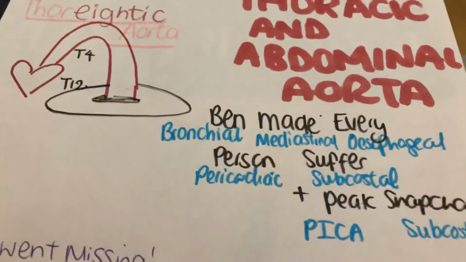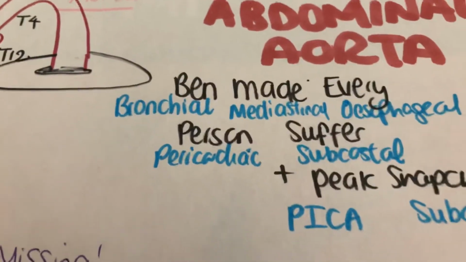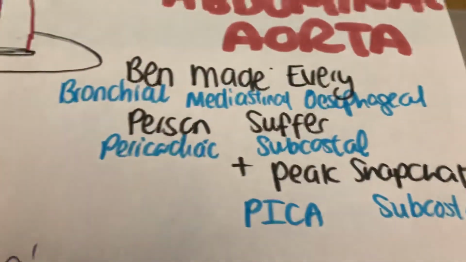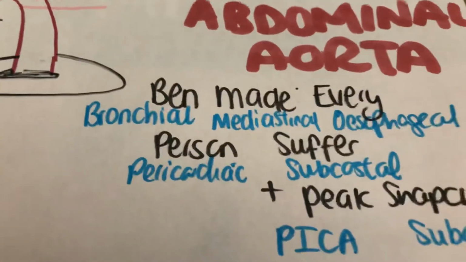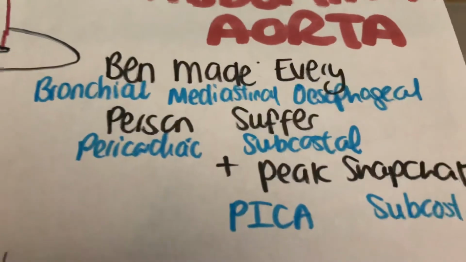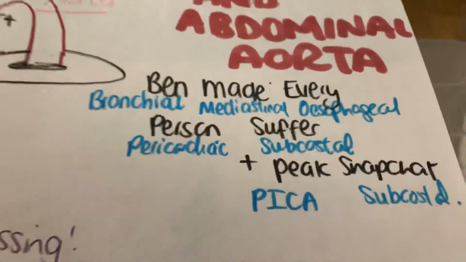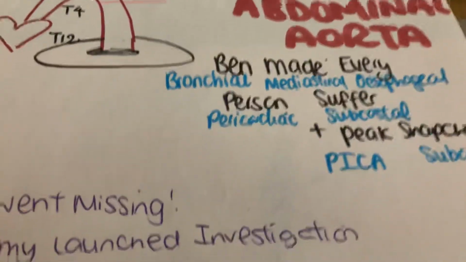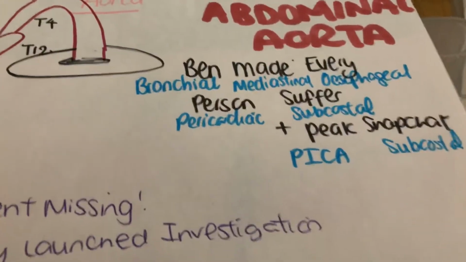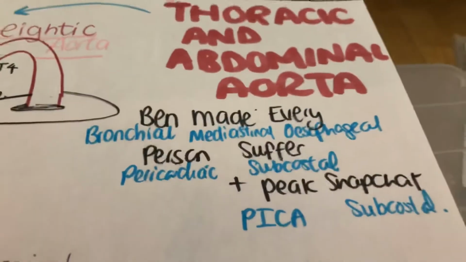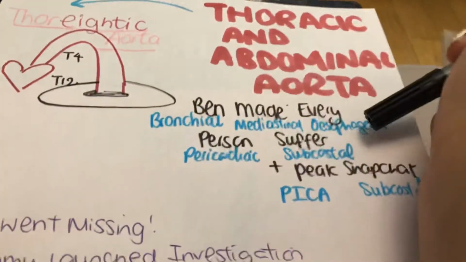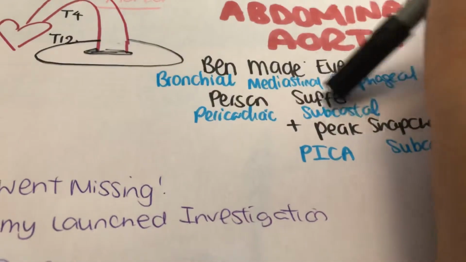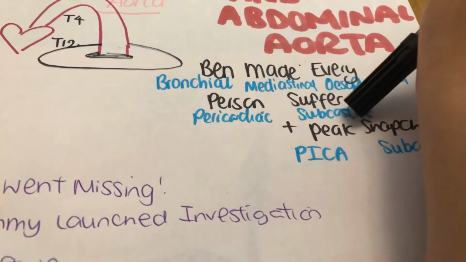And the arteries that come off of it are the bronchial arteries, the mediastinal arteries, the esophageal arteries (esophagus would be spelled with an E), P for pericardiac arteries, and S for subcostal arteries. The bronchial supply the lungs, the mediastinal supply the posterior aspect of the mediastinum, the esophageal arteries supply the lower 1/3 of the esophagus, the pericardiac supply the pericardium, and the subcostal supply the subcostal spaces.